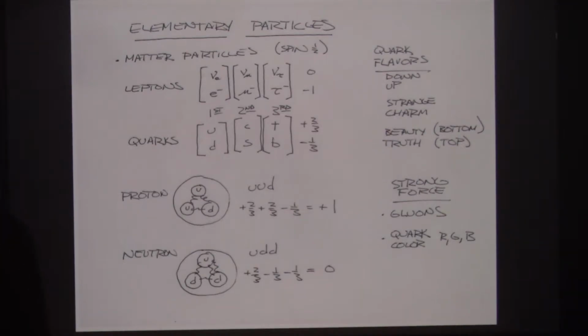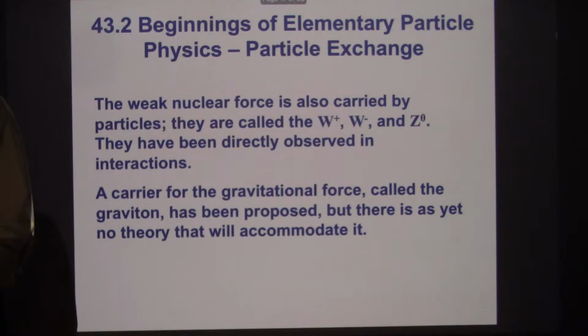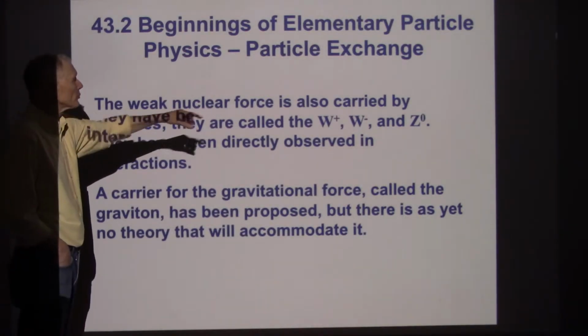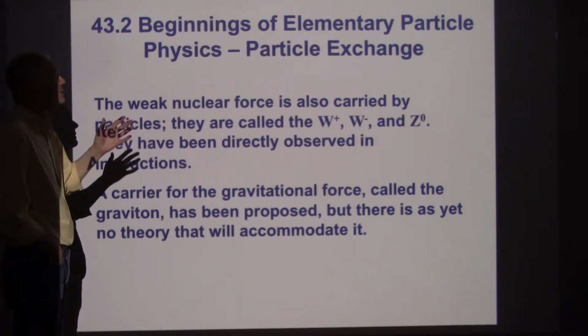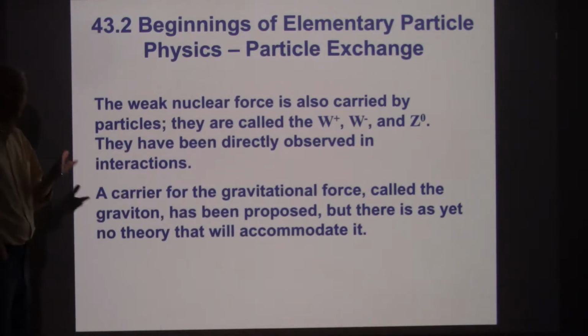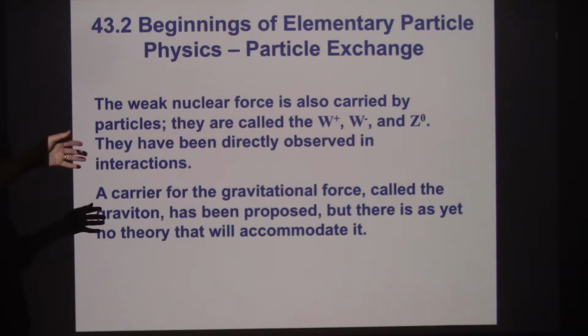So let's move on and talk a little bit more. Here is the slide that the textbook has provided, talking about the weak force in terms of the W plus, the W minus, and the neutral Z. Again, these are really high mass particles. The W's are about 80 times the mass of a proton. The Z's are about 90 times the mass of a proton. And now we have directly observed these.